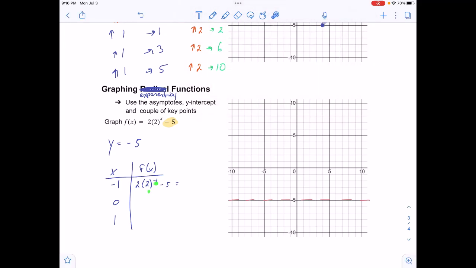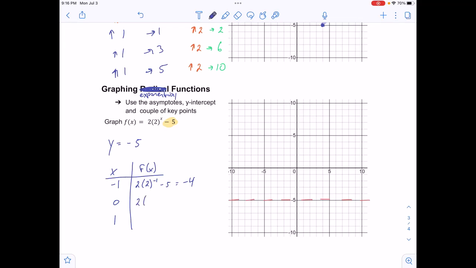2 to the power of -1 is like saying a half. And so we have 2 times a half is just 1. 1 take away 5 is -4. Now we do it again, this time with 0.